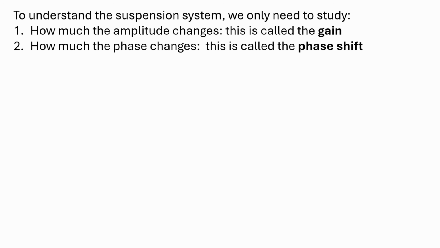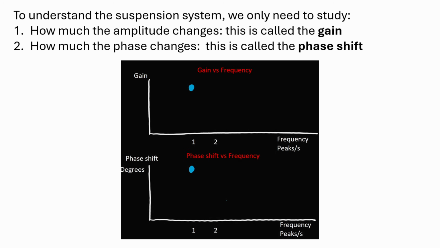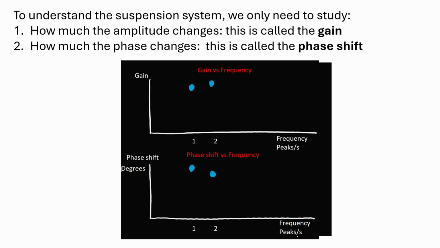Here is an idea. We input a sinusoid at 1 peak per second. We measure the output gain and the phase shift, and we record them on two plots. The first plot is gain versus frequency. The second plot is phase shift versus frequency. Then we change the input frequency to 2 peaks per second. We measure again and plot those values. We repeat this process for many frequencies, and we eventually obtain a plot like this.